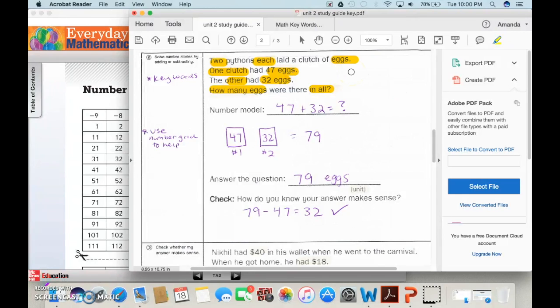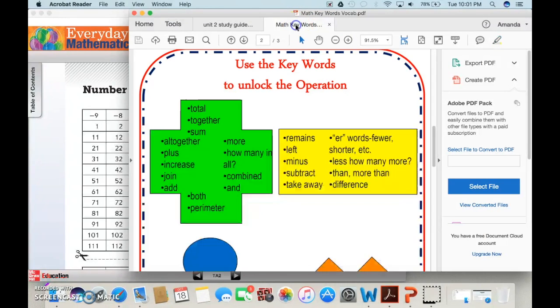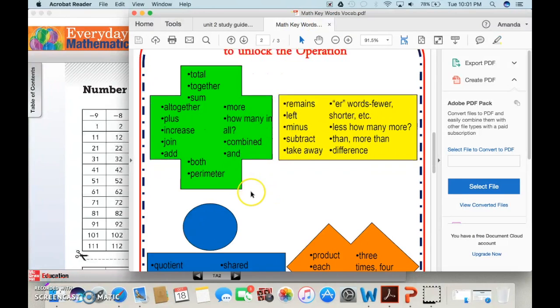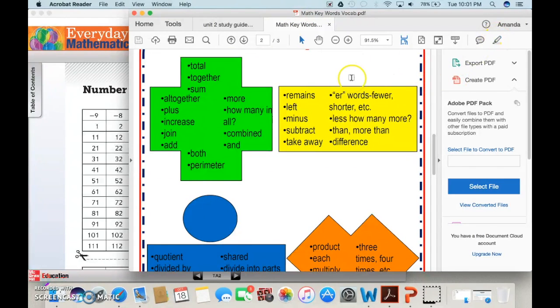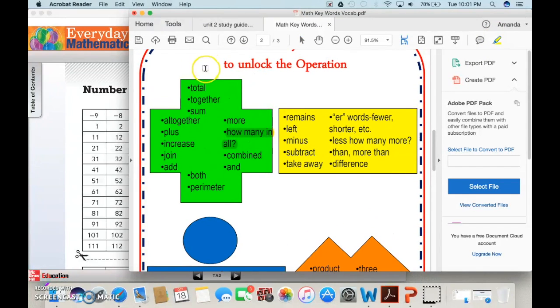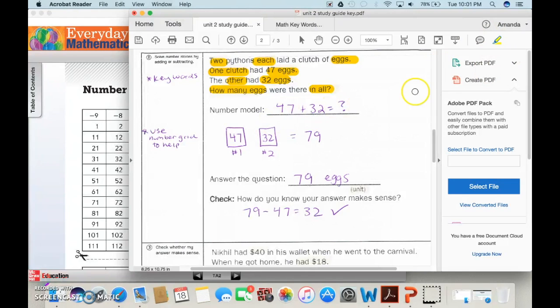So I highlighted the most important information in this problem. So I see in my question I have the keyword in all. So I need to think, what kind of problem is this? So I'm going to take a look at my math keywords, and I can see that how many in all is on my addition key. So I think that this is going to be an addition problem.